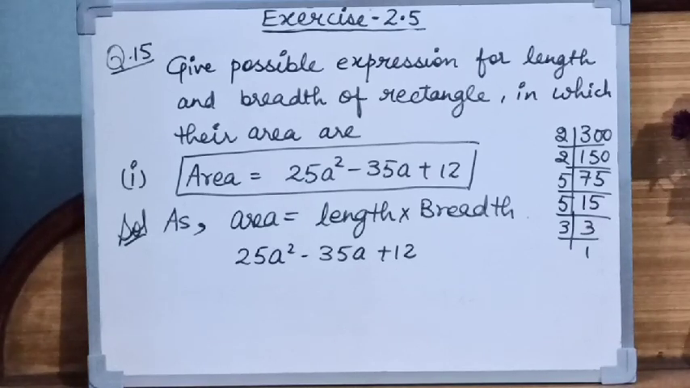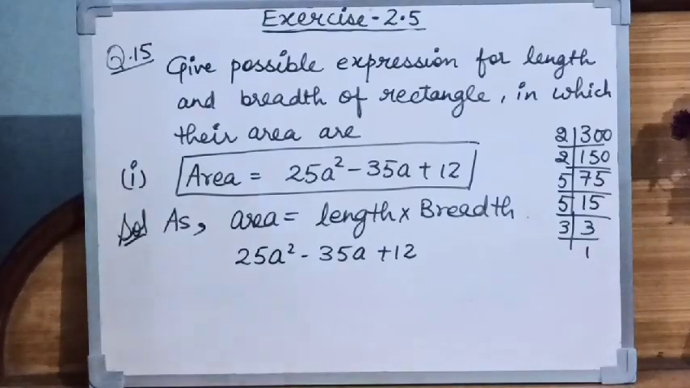So students, the expression given for the area of the rectangle has to be factorized. We have to factorize it, and one of its factors will be its length and the other will be its breadth. So when we factorize it, one factor will be the length and the other factor will be the breadth. To factorize it, students, we are going to use the splitting the middle term method.